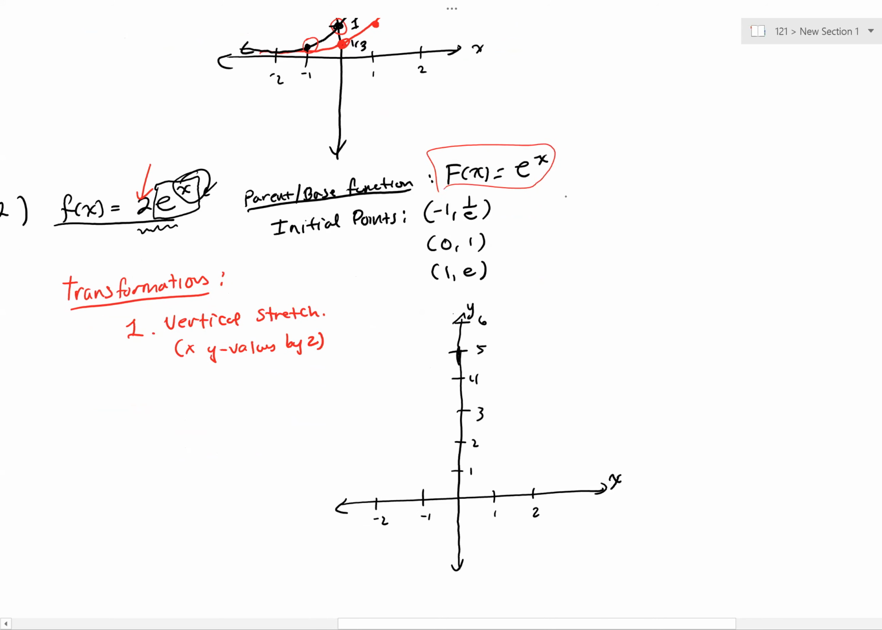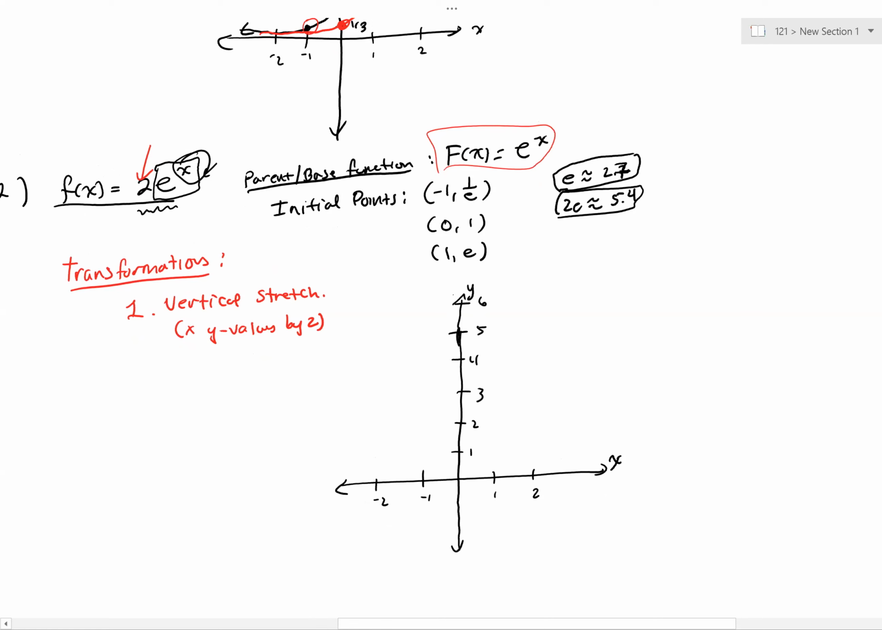So remember, E is about 2.7, which means when I have to double that, and I will have to double that, I'm going to get that 2E is about 5.4, somewhere between 5.4 and 5.5. So we're going to need to do that. So let's plot our initial points. 1 over E, remember that's kind of around 1/3. So we'll get this point, 0, 1, and 1, E. E is a little bit short of 3. So right there. So that's our initial parent graph.